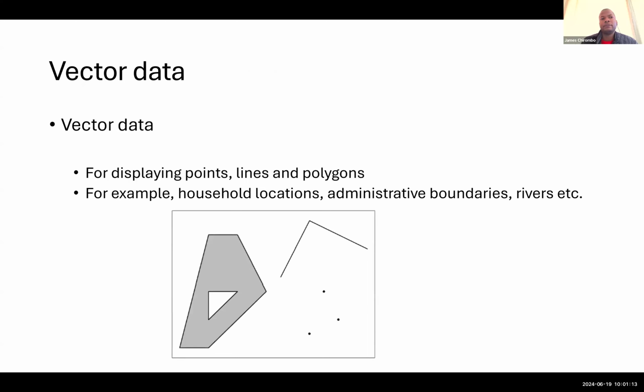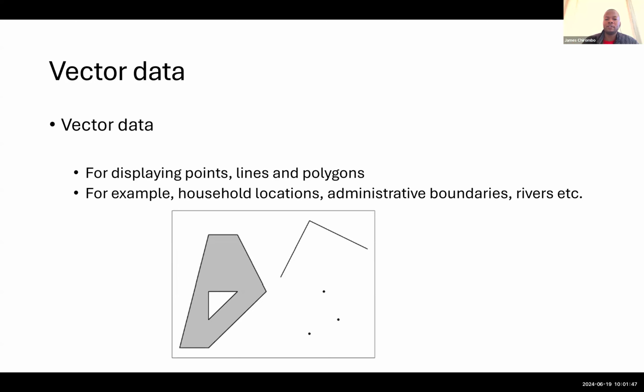For vector data, we use spatial vector data to display features like points, lines, and polygons. So vector data allows us to represent features that can be represented as lines or polygons or points. For example, household locations. So on a map, we can represent household locations by just a set of points.